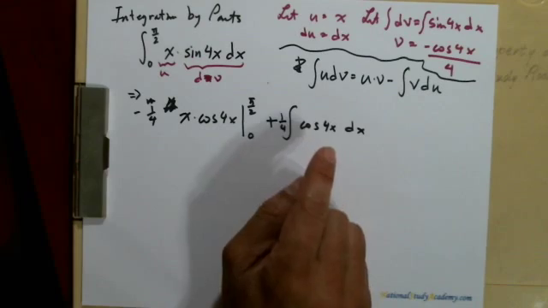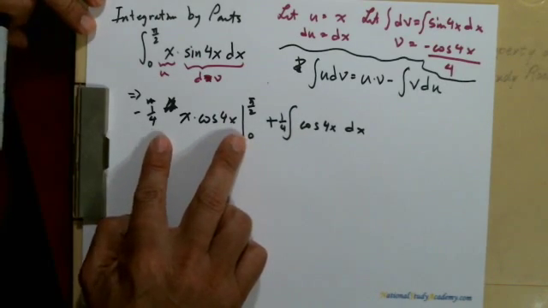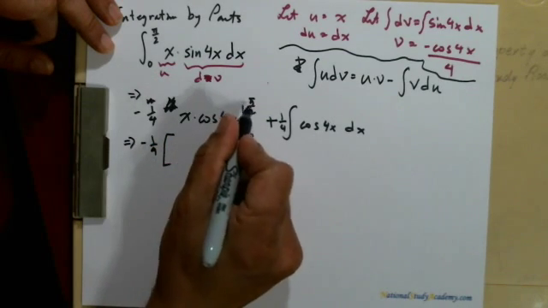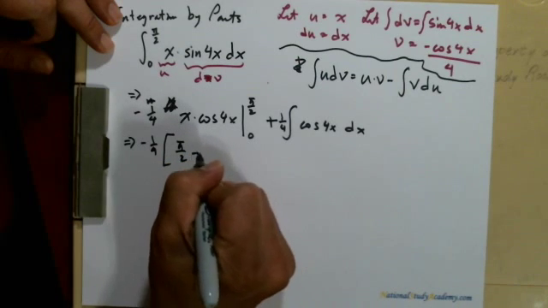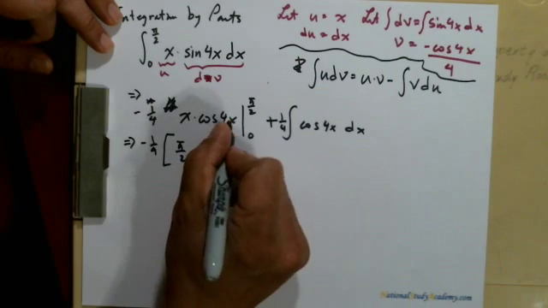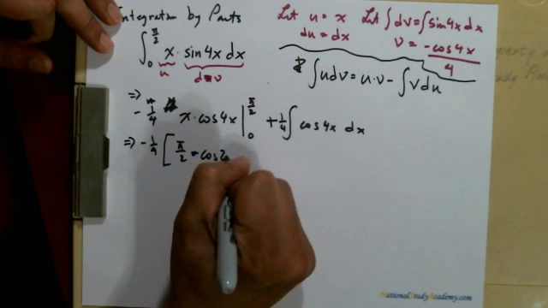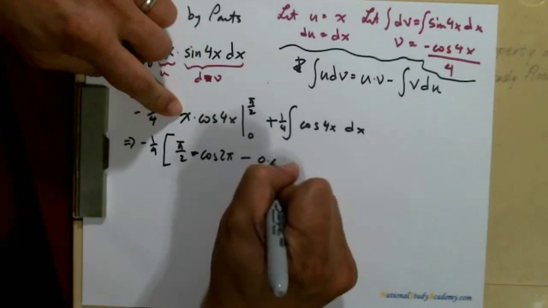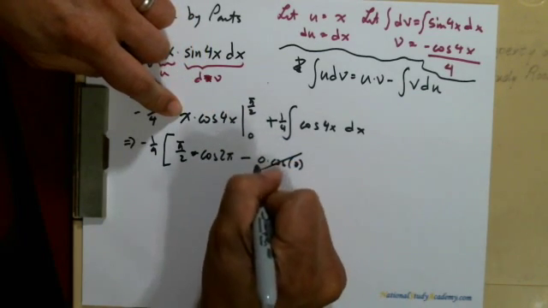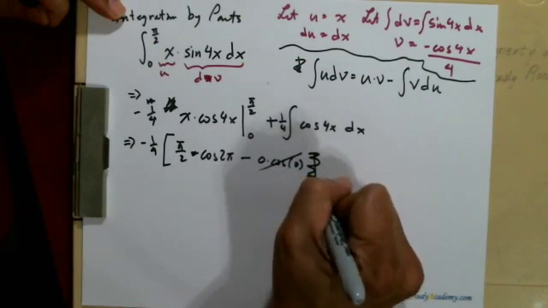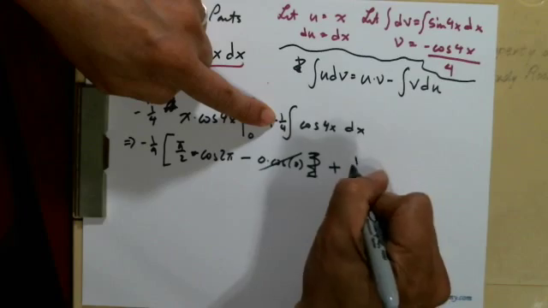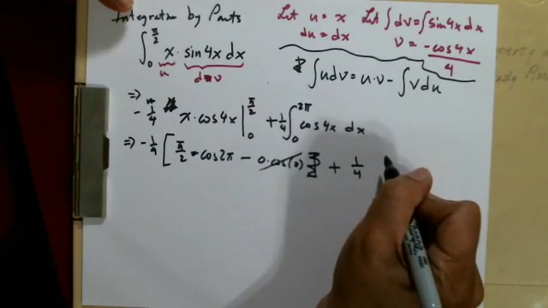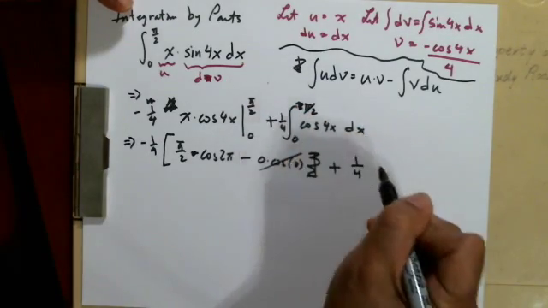So let's evaluate this. Let's do the first term right here. I'm going to factor out negative 1/4. And then I'm going to put in pi over 2, times cosine of pi over 2 times 4, which is cosine of 2 pi, minus, I'm going to put in 0 times cosine of 0. I get nothing there because I'm being multiplied by 0. Excuse me on that. Plus 1/4 times, I forgot to change the limits of integration, from 0 to pi over 2 in that case.